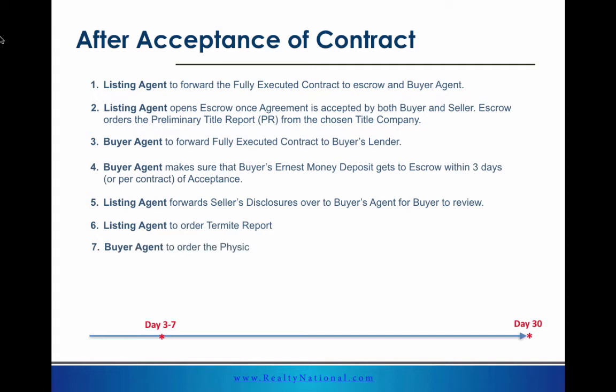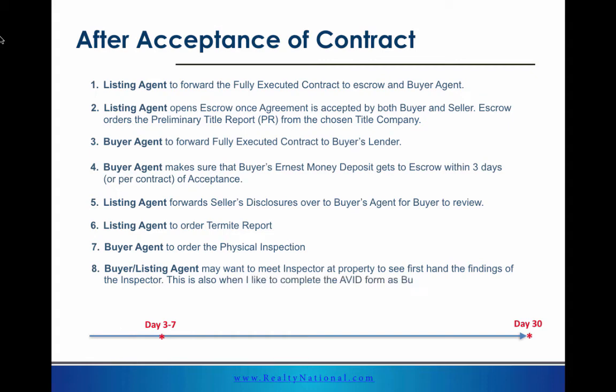If you are the buyer's agent, you'll want to get the physical inspection ordered as soon as possible so that you can comply with your contingency timeline. It's a good idea to meet the inspector out at the property to see firsthand the findings of the inspector, whether you're representing the buyer or the seller. If you're the buyer's agent, this may be a good time to complete your agent visual inspection as well.